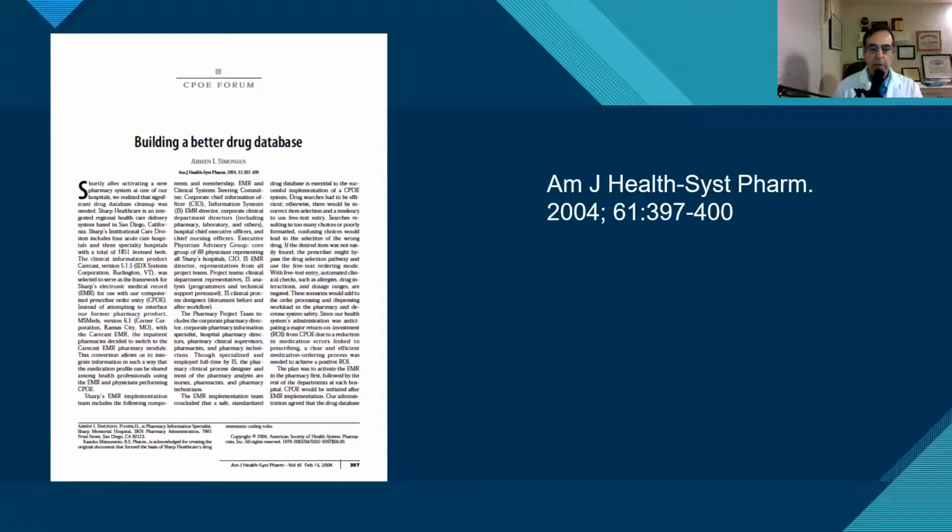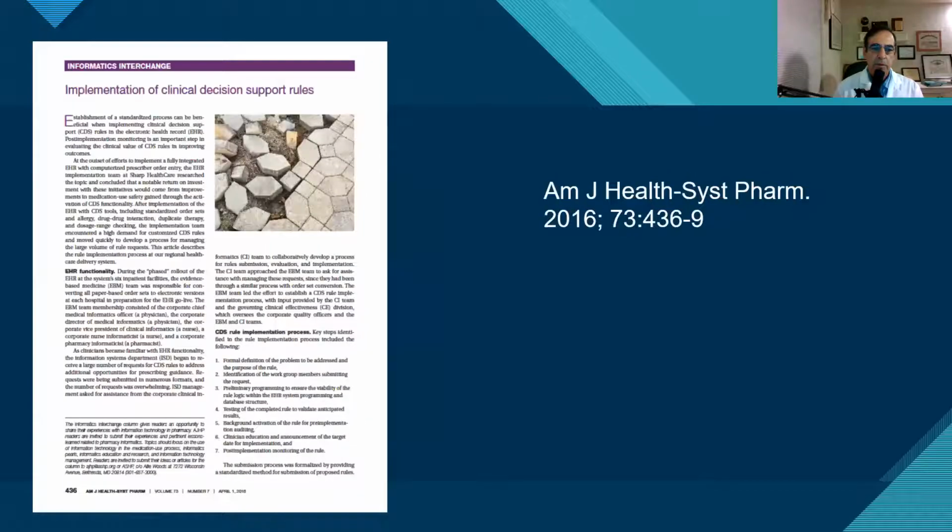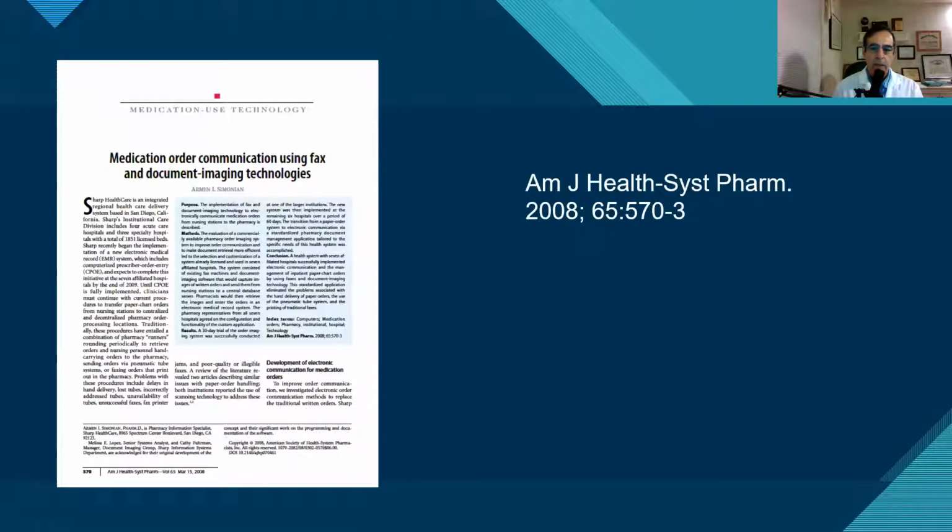I also talked about databases and how to build databases, and mentioned a lot of details about building properly and testing your drug database before you go live. So we've been over this one. And then this article was on decision support rules and really the process around identifying rules that need to be written and then ranking those and then doing the work to build, test, implement those rules, and then, of course, sunset them or turn them off when they're no longer needed.